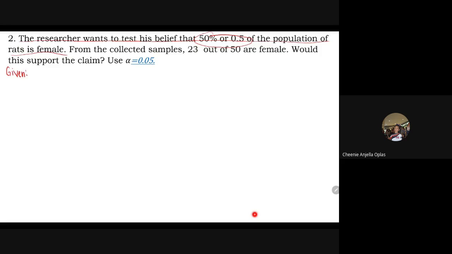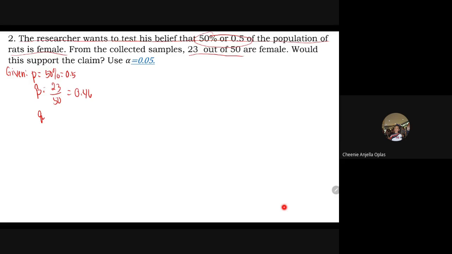Sample proportion. The researcher wants to test his belief. Population, po yan. Ito yung sample proportion, 23 out of 50. So the population proportion is at 50%, or that is equal to 0.5. The sample proportion will be 23 all over 50. So 23 divided by 50 is equal to 0.46.